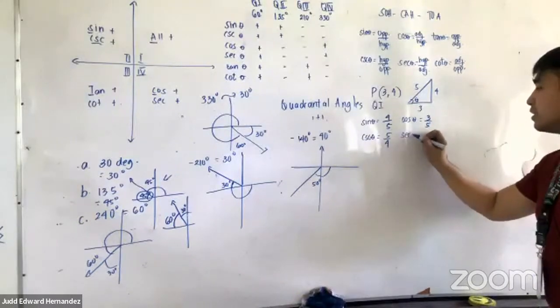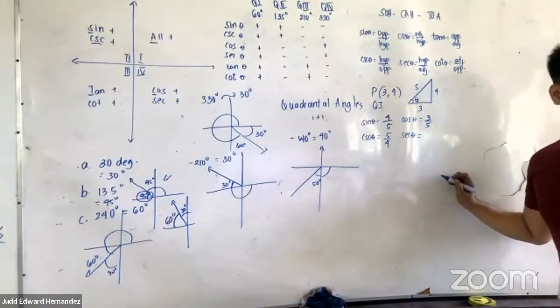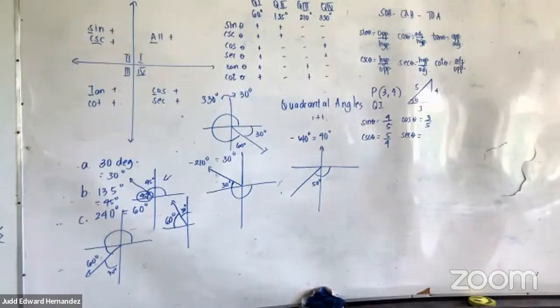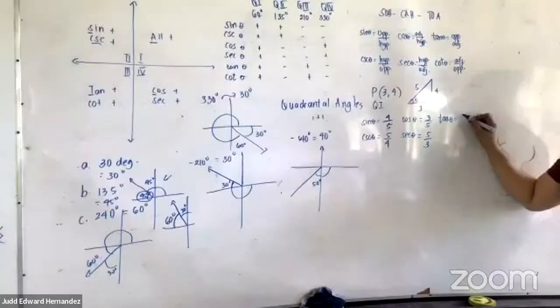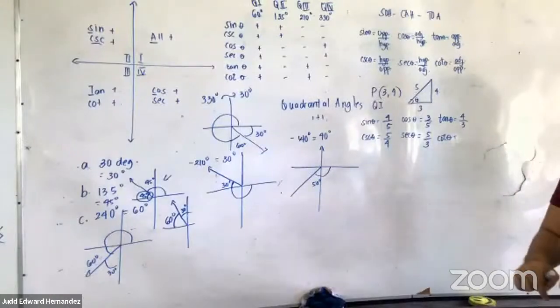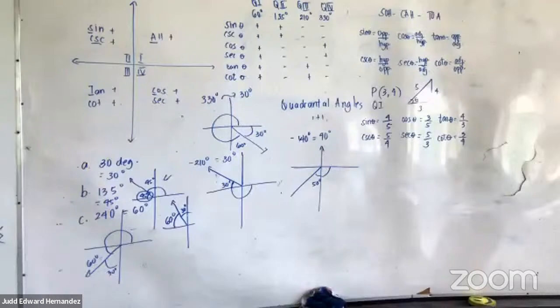And what is secant theta now? Secant theta is 5 over 3. Okay? Then tangent theta is TOA, opposite 4, adjacent 3. Therefore, what is cotangent theta? Cotangent theta now is 3 over 4. And they are all positive. Is that clear? Yes. Okay. Questions?